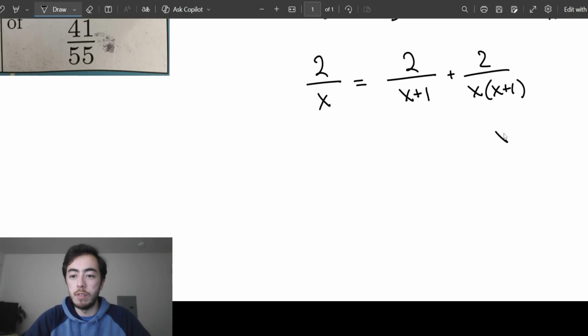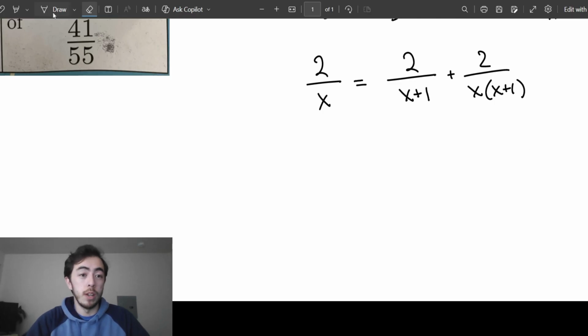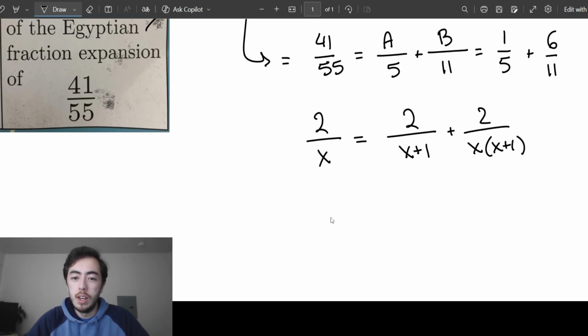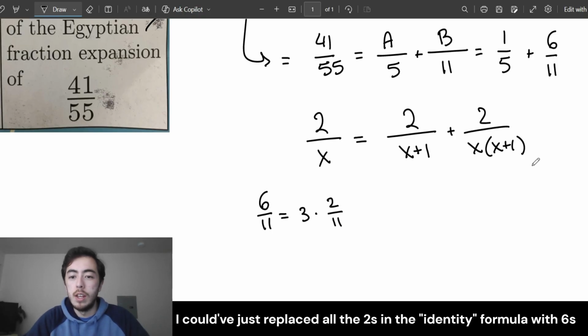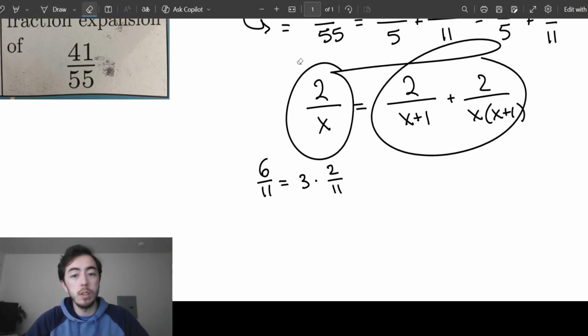I guess with the caveat that this x shouldn't be 0, nor -1, or else these denominators would be 0. Fortunately, I don't think we're going to be running into a 0 or a -1 anytime soon, because I'm going to try to use this on the number 6/11ths. So let's take 6/11ths. If I factor out a 3 for some reason, so 3 times 2/11ths, now I'm able to parse out 2/11ths as something new.